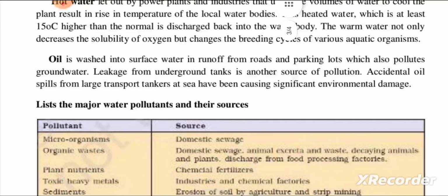Oil is washed into surface water in runoff from roads and parking lots, which also pollutes groundwater. Leakage from underground tanks is another source of pollution. Accidental oil spills from large transport tankers at sea have been causing significant environmental damage.